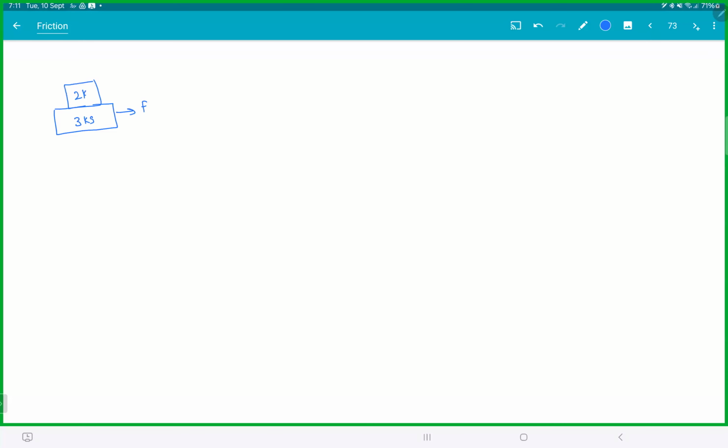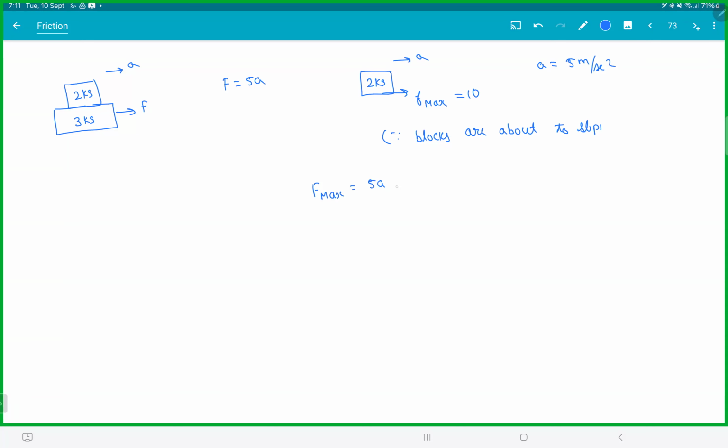3 kg, 2 kg, acceleration a, F is equal to 5a. Choose any one block. Again, I'll choose the 2 kg block. Now, since they're on the verge of slipping, blocks are about to slip. That is the meaning of maximum force. Little more and the blocks would have gone. This friction is 10. So a is equal to 5 meter per second square. Therefore, F max, 5a, is 25 newtons. If you exceed 25 newtons, they'll start slipping. Anything less than 25, they'll go together.